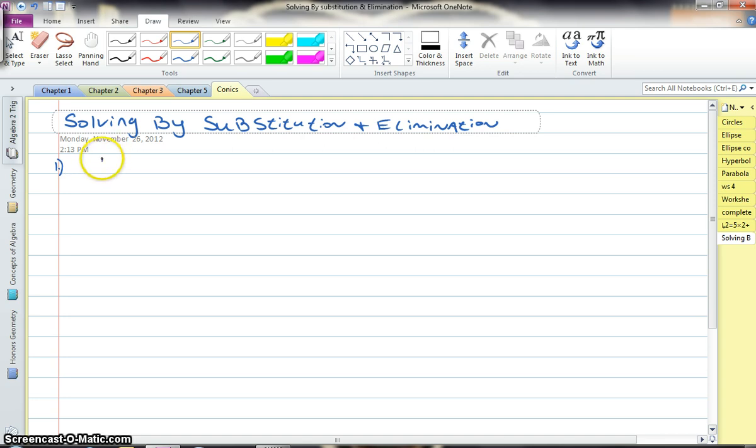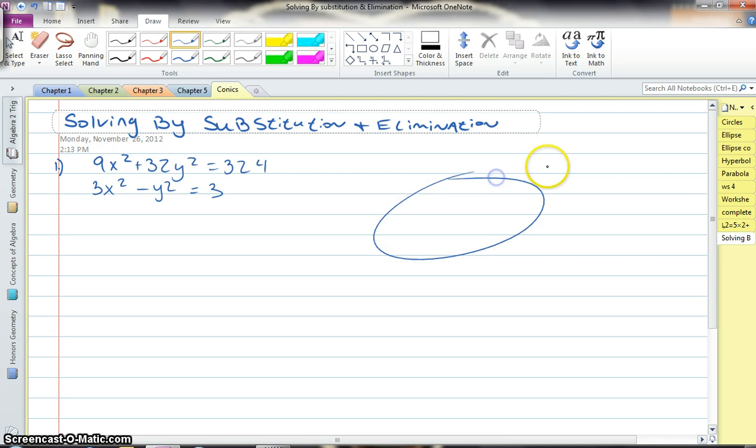So the first problem we're going to deal with is 9x squared plus 32y squared equals 324, and 3x squared minus y squared equals 3. Pretty much what we're dealing with here is an ellipse, positive, positive, and a hyperbola. We're going to find the 4 intersection points by hand. So not by graph, but if you envision the graph, we have an ellipse and a hyperbola, and we're going to find these 4 intersection points all algebraically. But that's how you would envision it on a graph.